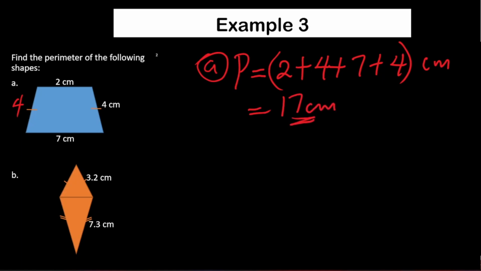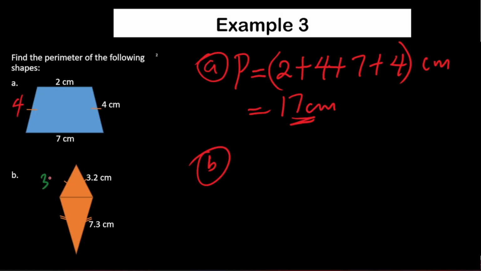Okay, then for number 2, for B, what you're going to notice here is that the upper part, we have done that as well when we were treating properties of kites. The upper part, these parts, they are equal. This side and this side are equal. So that means 3.2 here, this also is 3.2 as well.